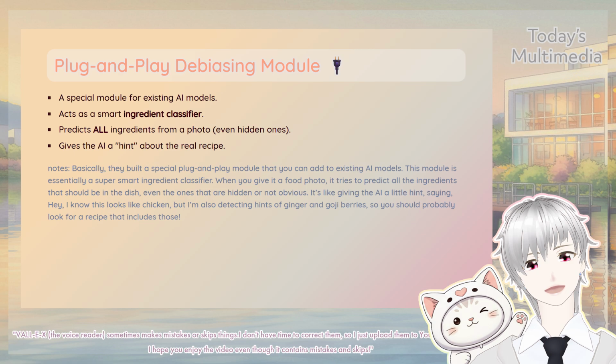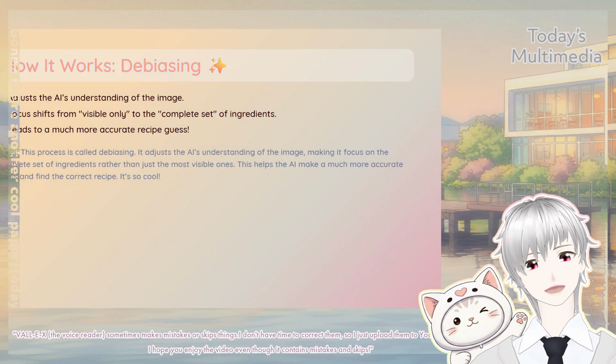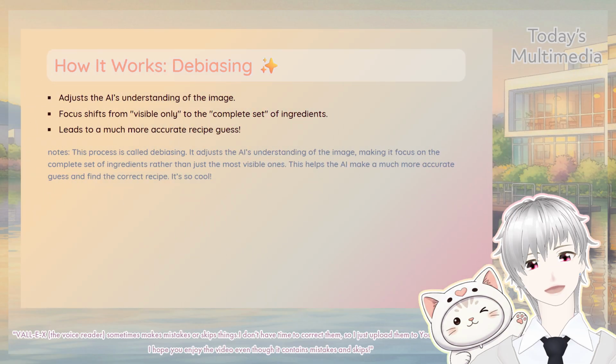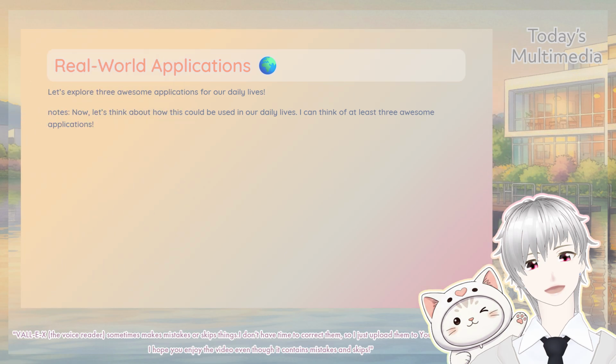It's like giving the AI a little hint saying, hey, I know this looks like chicken, but I'm also detecting hints of ginger and goji berries. So you should probably look for a recipe that includes those. This process is called debiasing. It adjusts the AI's understanding of an image, making it focus on the complete set of ingredients rather than just the most visible ones. This helps the AI make a much more accurate guess and find the correct recipe. It's so cool. Now let's think about how this could be used in our daily lives.